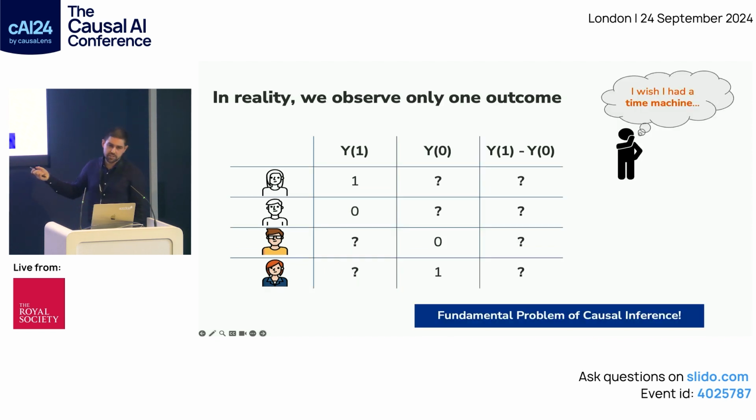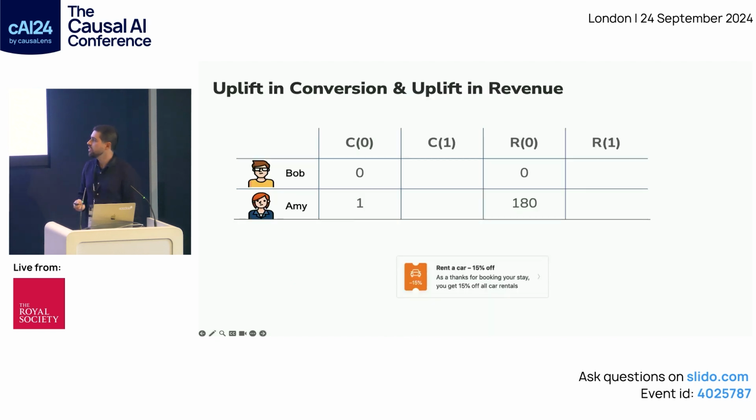But there's the fundamental problem of causality, which is that we actually don't know. We don't know if someone saw the discount, we don't know how they would have reacted if they hadn't seen the discount, because they saw the discount. And so that's the biggest problem, and that's what we're trying to solve.